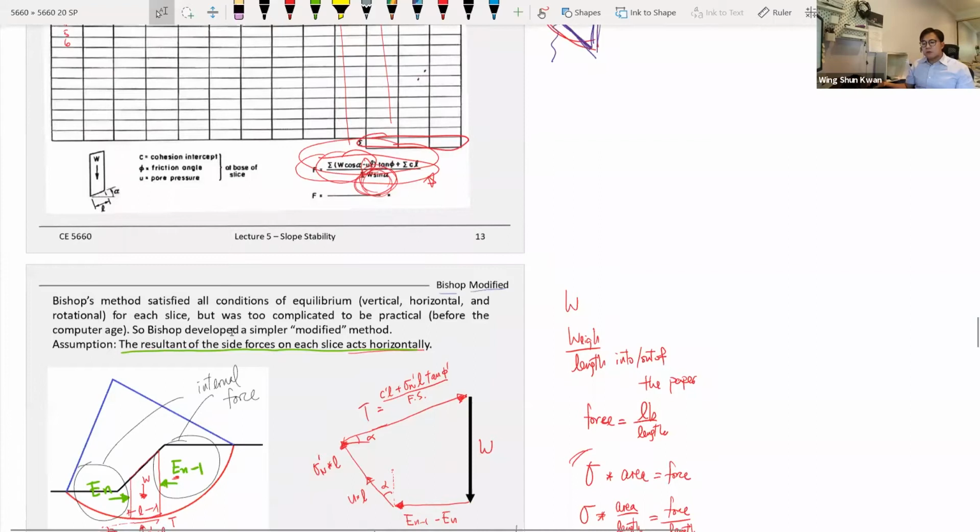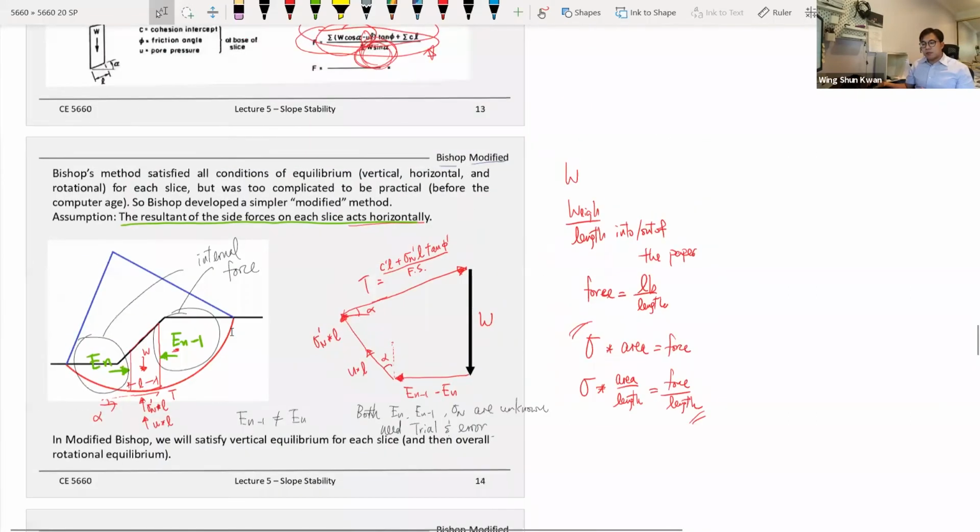And moving on, we also touch base on the Bishop method. So the Bishop method now is, again, when you think of a different type of slice method, the first thing you think of is what are the assumptions on the internal force between slices. For this one, they assume the internal forces are in horizontal directions. Is that true? Most likely not.